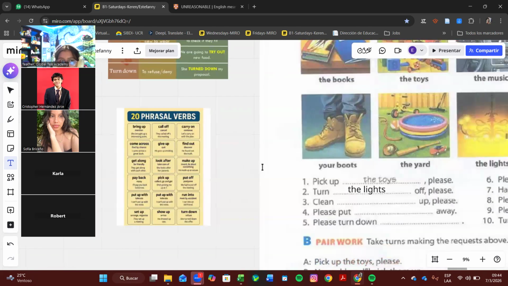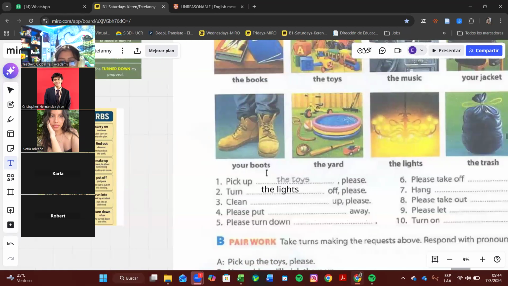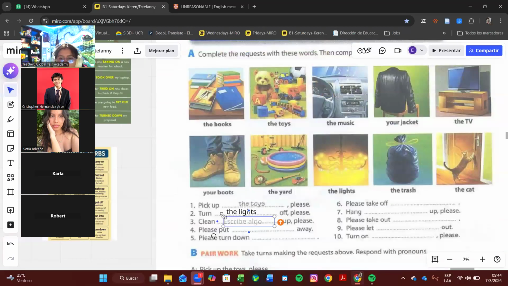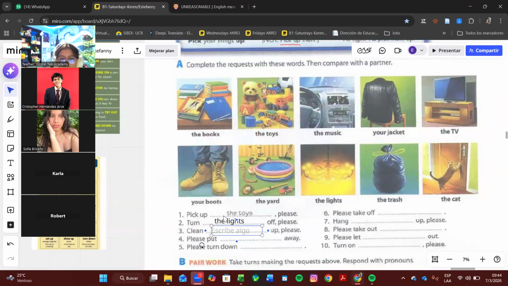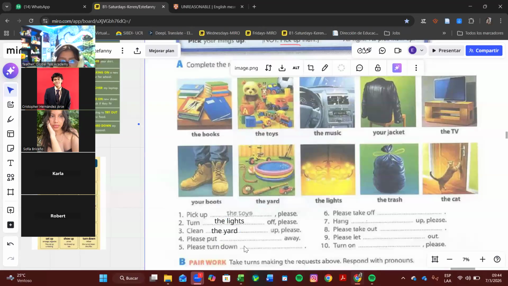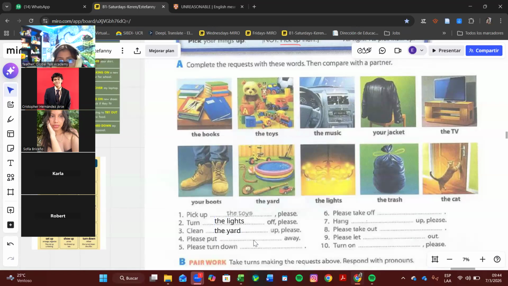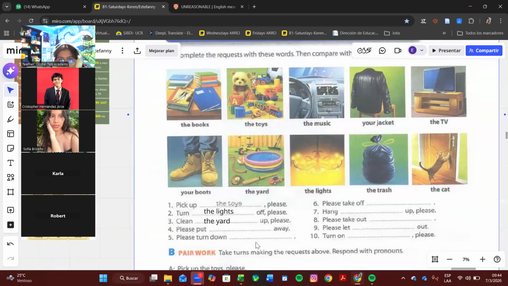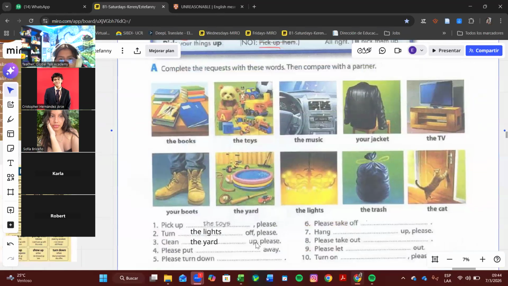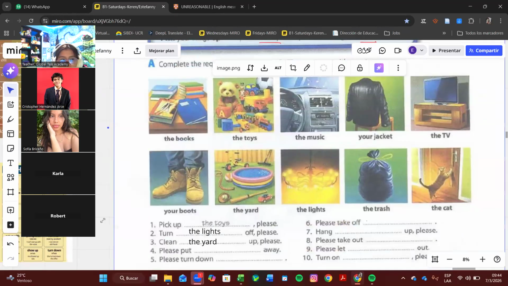So let's continue. Sophia said clean the yard, right? Okay. So we can also clean the yard up. Clean up. Clean up. It could also be like the toys or whatever you want to add. Please put away. Please put away. So, Carla, what do you think about the fourth one?